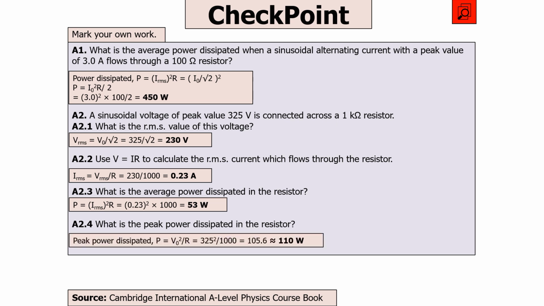When you want to work out the peak dissipation, you'll use the peak current, the peak potential difference I should say, or the peak voltage, so therefore it's going to be equal to 325 squared over R, over 1000, which is 110 watts.